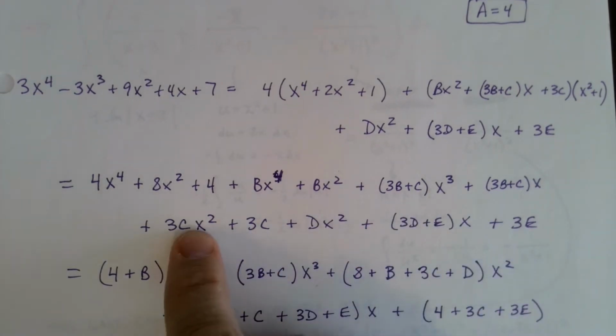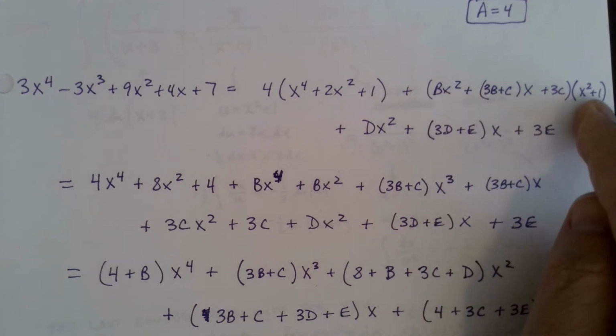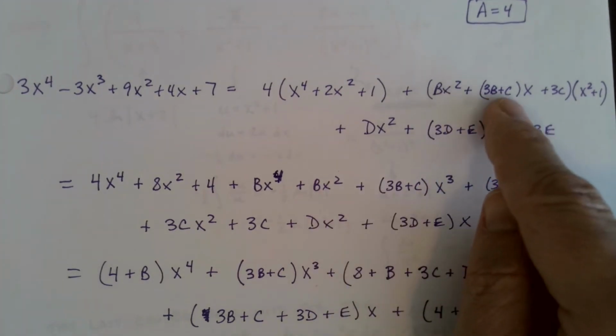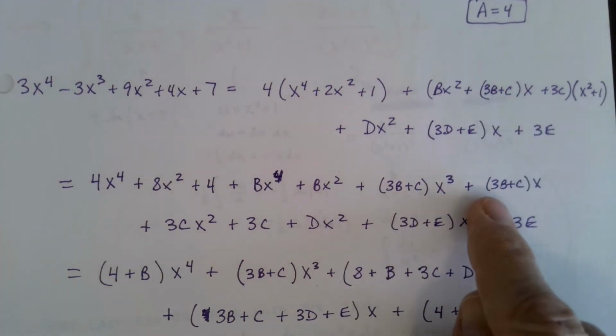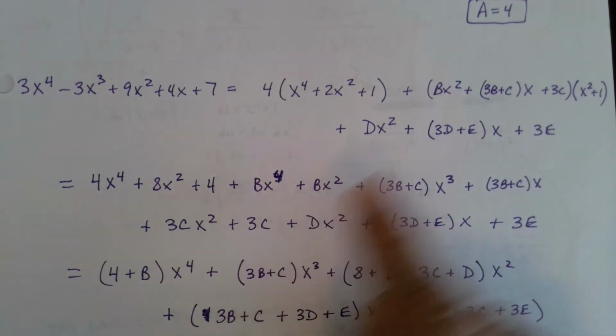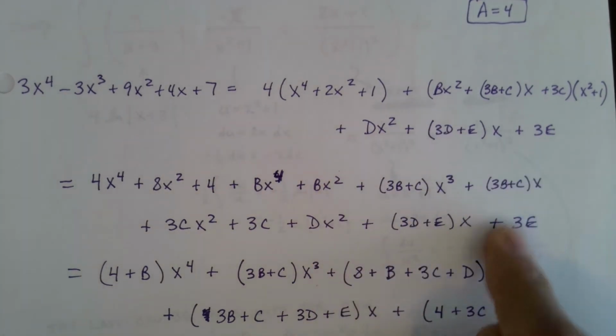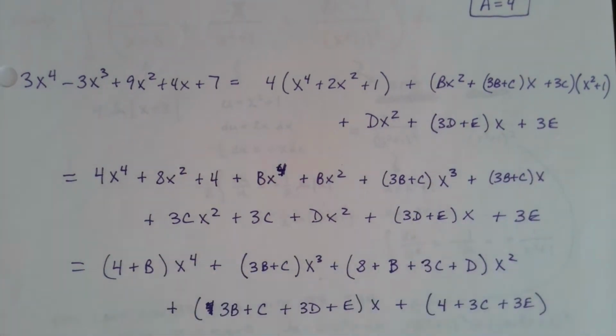And then 3c times x squared is 3cx squared. Okay. And then I also need to do bx squared times 1, 3b plus cx times 1, and 3c times 1. Okay. So that multiplies all that out. And then I have the dx, these I just copy down. Whew. Okay.